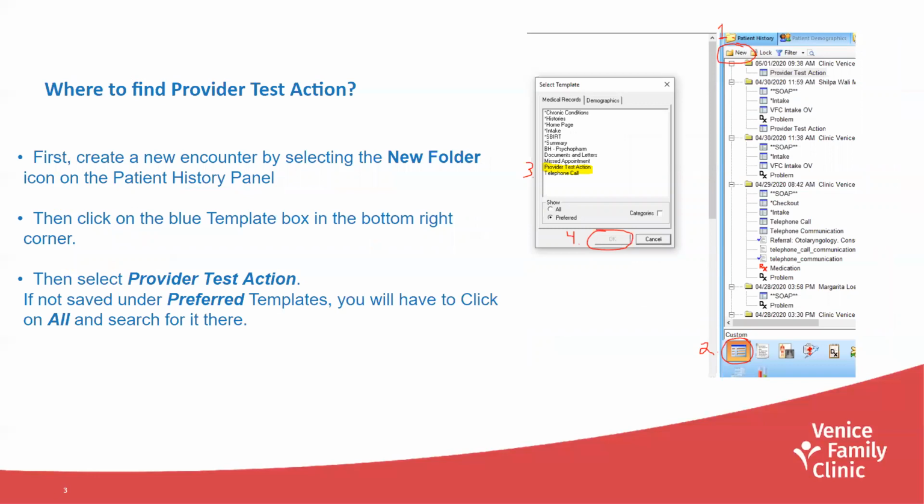Where to find Provider Test Action? First, you want to create a new encounter by selecting the new folder here. Then you click on the blue template box down at the bottom right-hand corner. Then you select Provider Test Action.